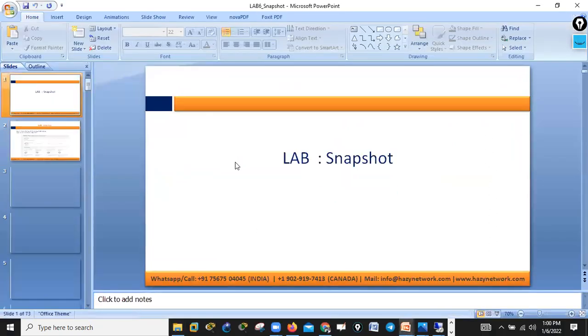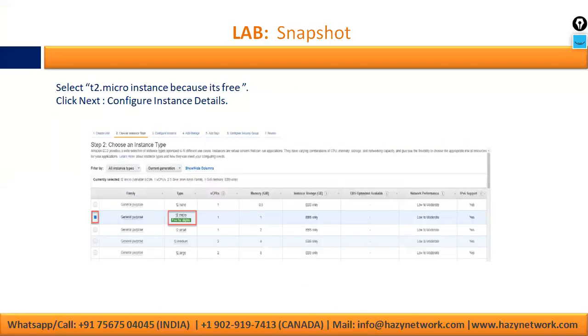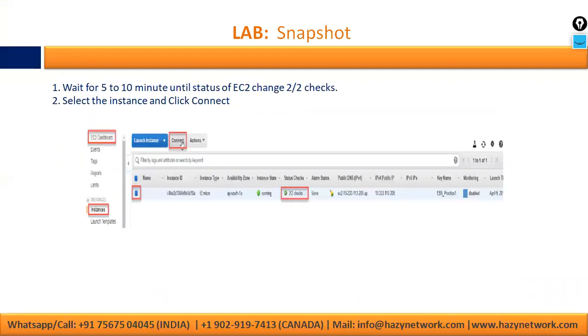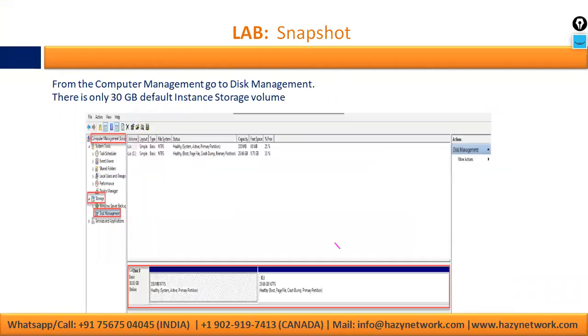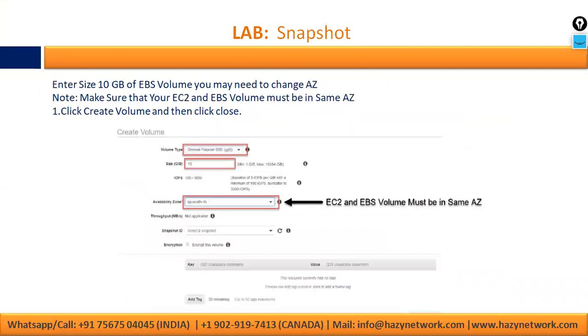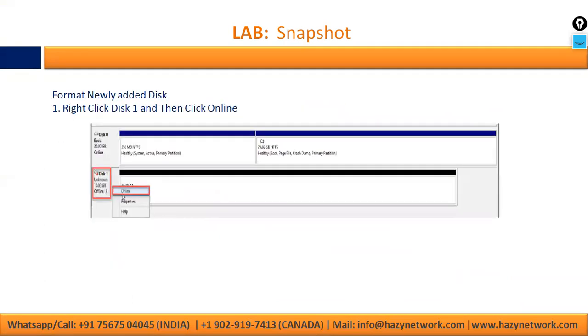This is my snapshot lab. Can you see this lab? Create the EC2 Windows server. Here it is created. Everything is done. Now you log in into it. Then you add the space over here, create the volume. I have added an extra 10 GB. So here it is added. The volume is available.